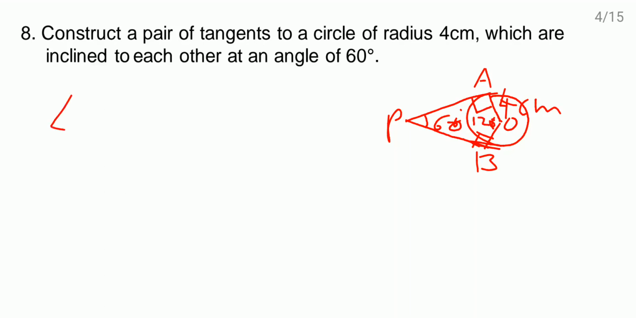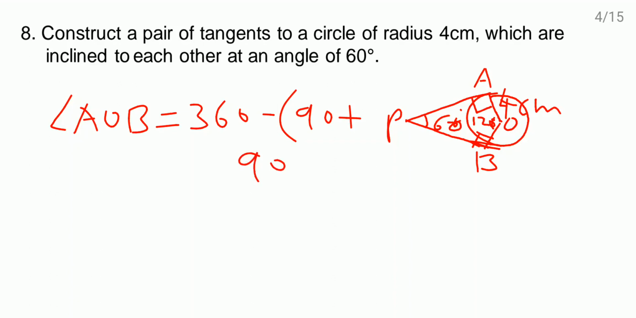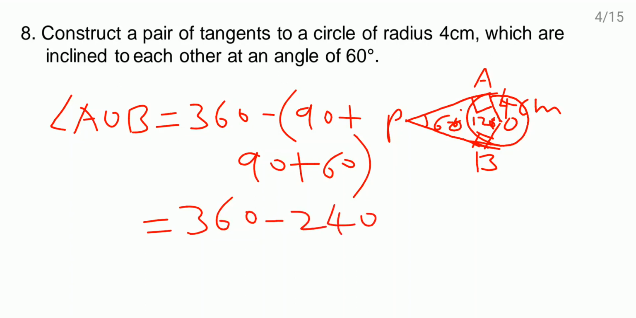Suppose I want to find out angle AOB, which is equal to 360 degree minus this one, 90 plus 90 plus 60. So 360 minus 90, 90, that is 180, 180 and 60, which is equal to 240. So our answer will come as 120. Correct? So this way we get this central angle as 120 degree.